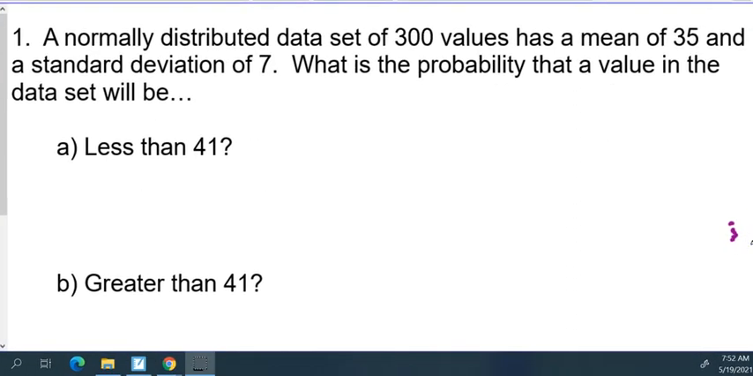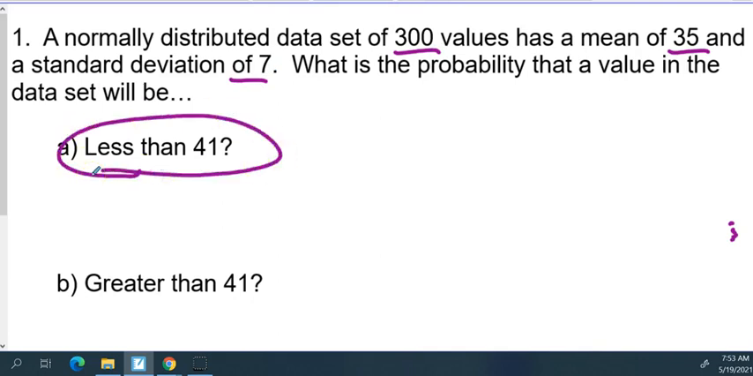A normally distributed data set of 300 values has a mean of 35 and a standard deviation of 7. What's the probability that a value in the data set will be less than 41? Remember, on your z-score table, when we're figuring out these percentages, it's always the amount that's less than that particular score.